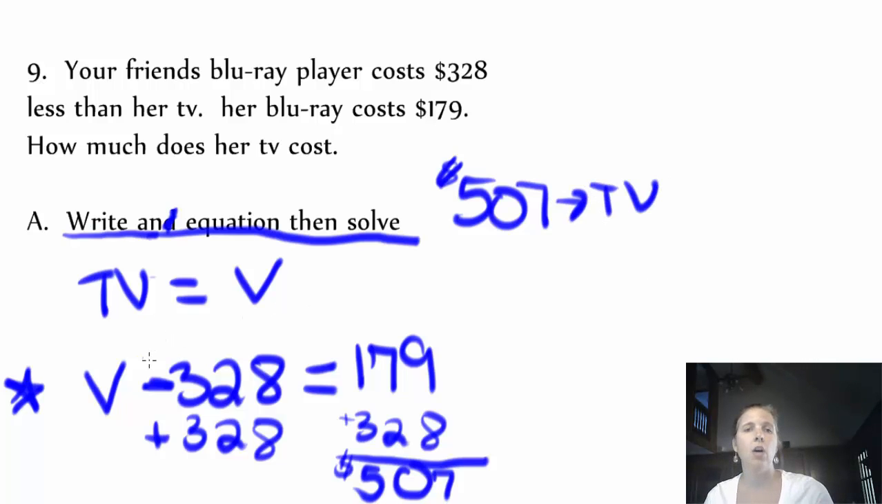Okay, and I know that a lot of you knew right away, well, I just add these together. That can help you come up with the equation because you know you're going to do the opposite. So if you know at the end you're going to add, then you know you're going to have to start with a subtraction problem over here.